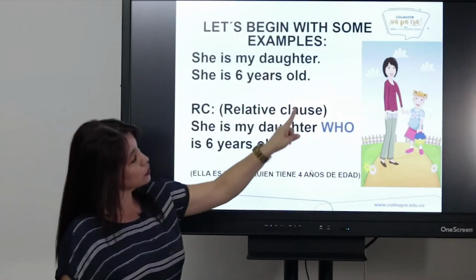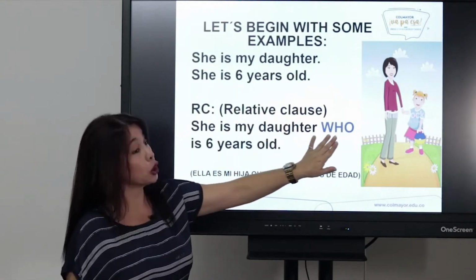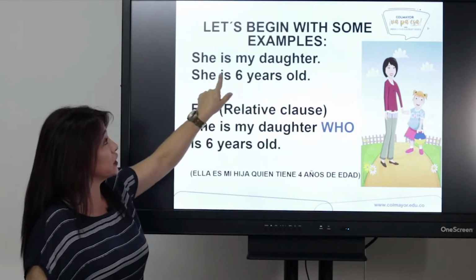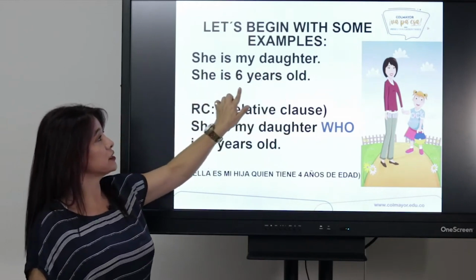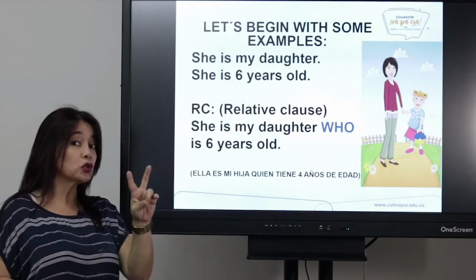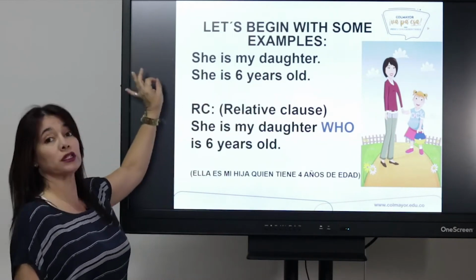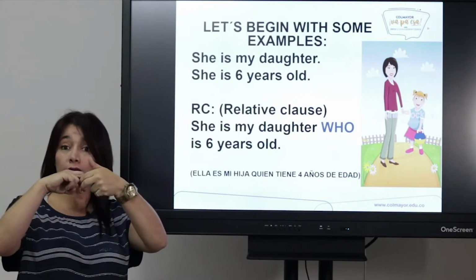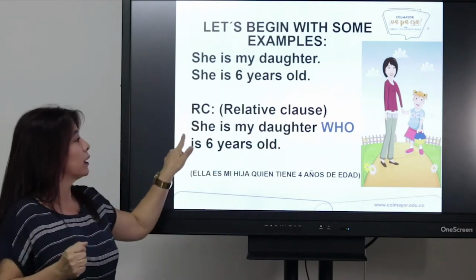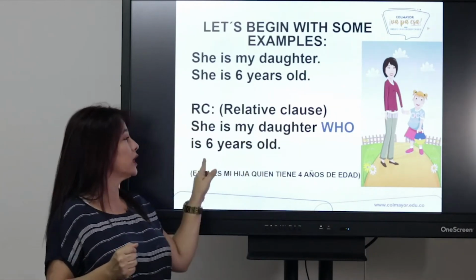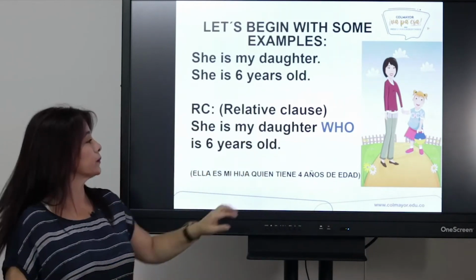Okay, according to this picture, we have a girl. She is my daughter. And she is 6 years old. The two sentences are independent, but we're going to connect them with the relative pronoun who. She is my daughter who is 6 years old.